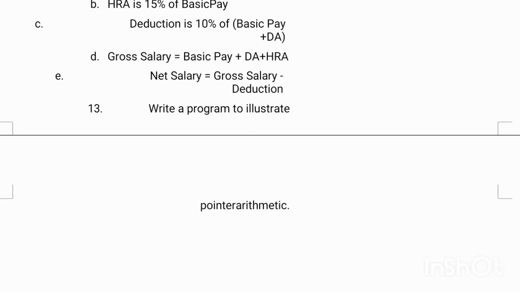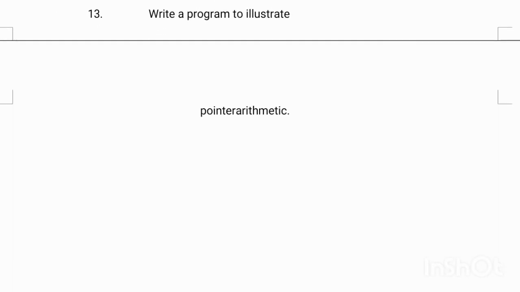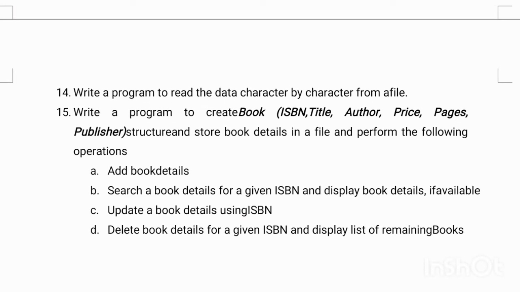Next, the 13th program is write a program to illustrate pointer arithmetic. Next, the 14th one is write a program to read the data character by character from a file. And the 15th one is write a program to create a book structure and store book details in a file and perform the following operations.